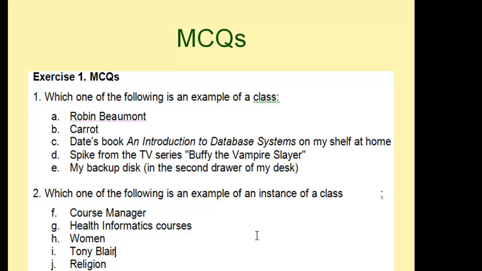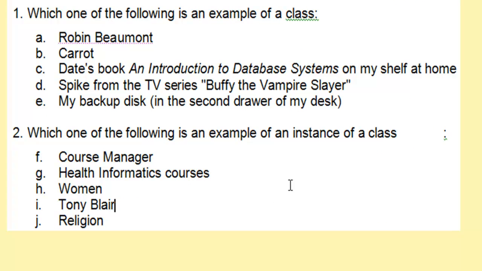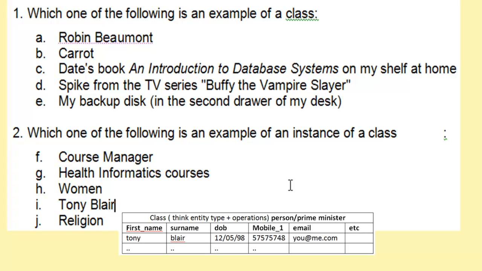So let's look at the next MCQ. Which one of the following is an example of an instance of a class? Course manager, health informatics courses, women, Tony Blair, or religion? Again, do the same type of thing, and if we think about it, the only one where we can have that particular descriptor I've given from F to J is Tony Blair, where it would probably be an instance of person or prime minister. Course manager we probably have as a class with sets of names in it. Similarly, health informatics courses might have a set of names as well. So I would definitely go for Tony Blair.